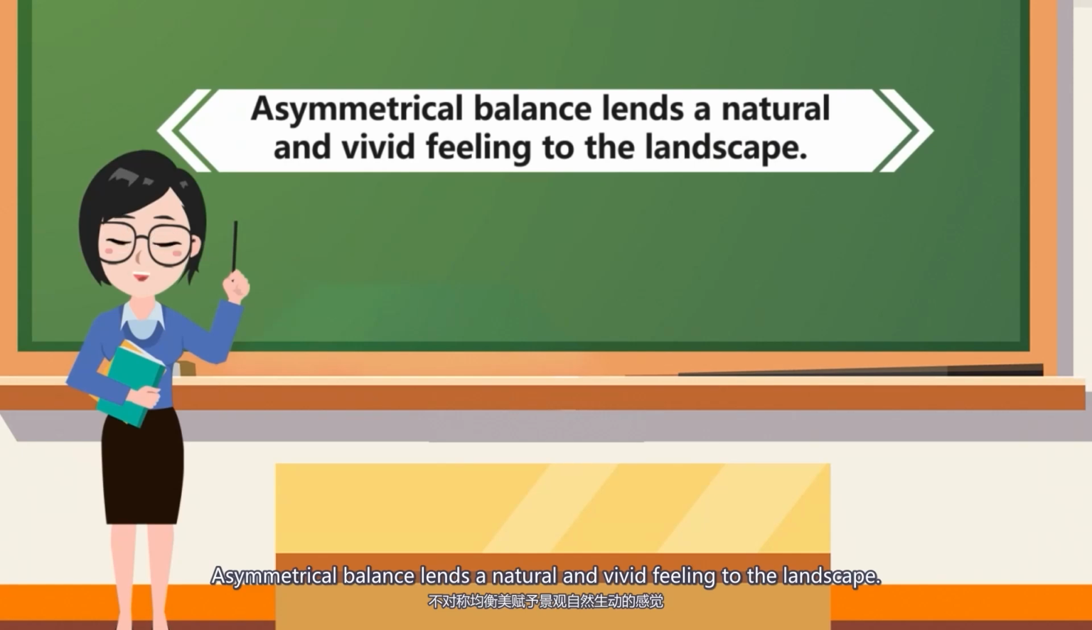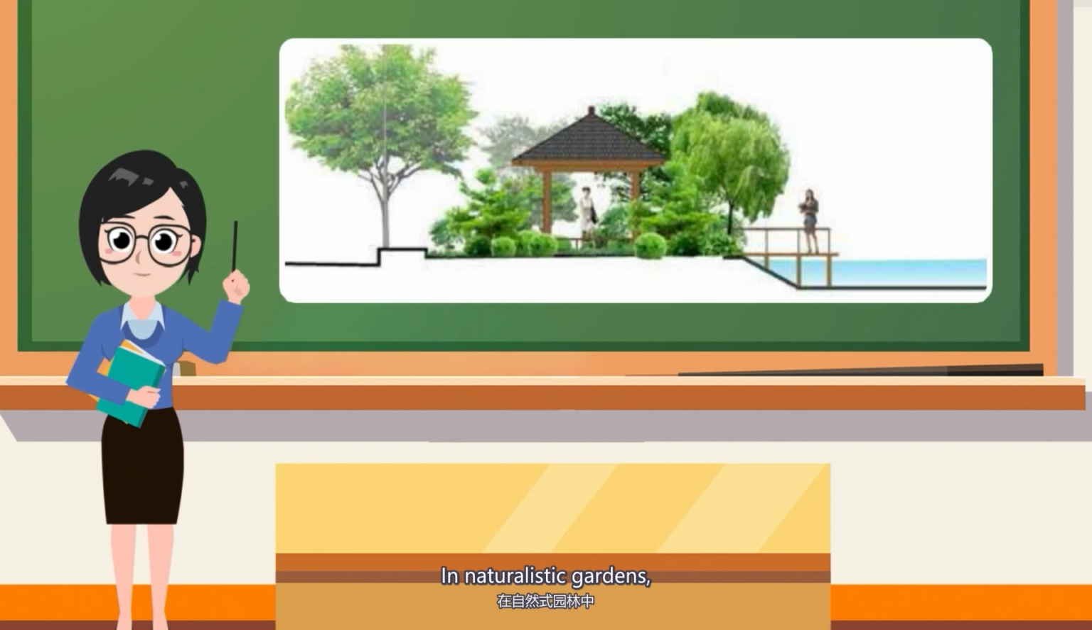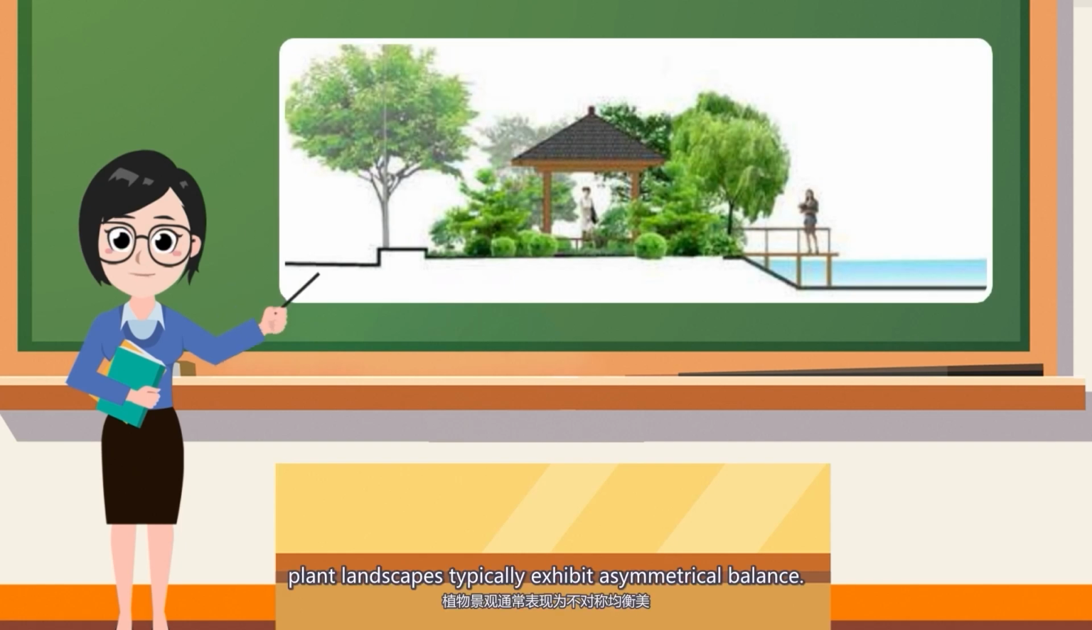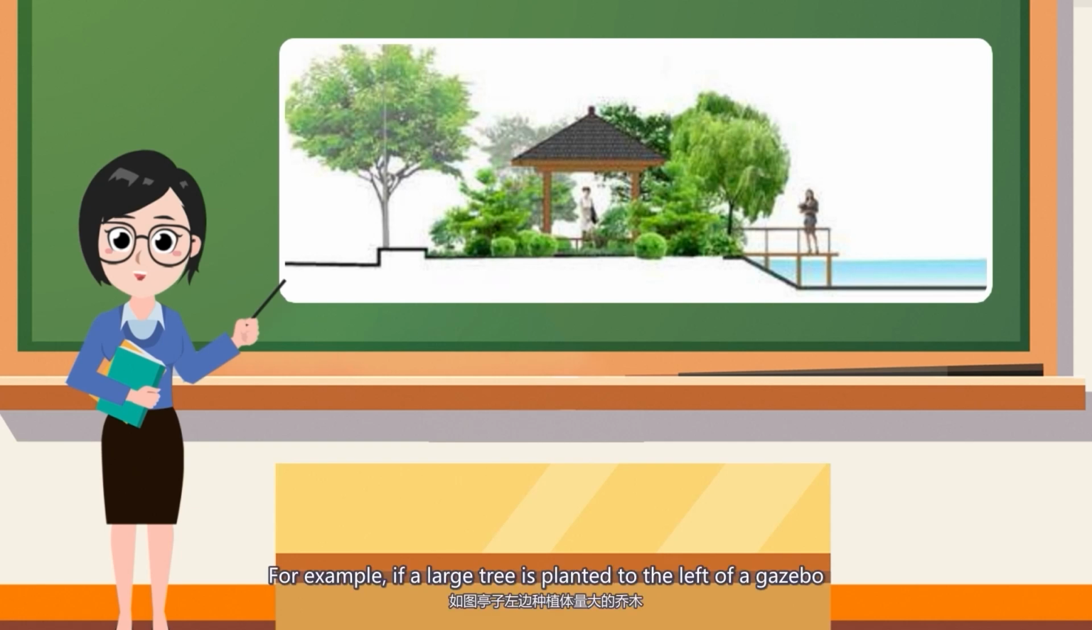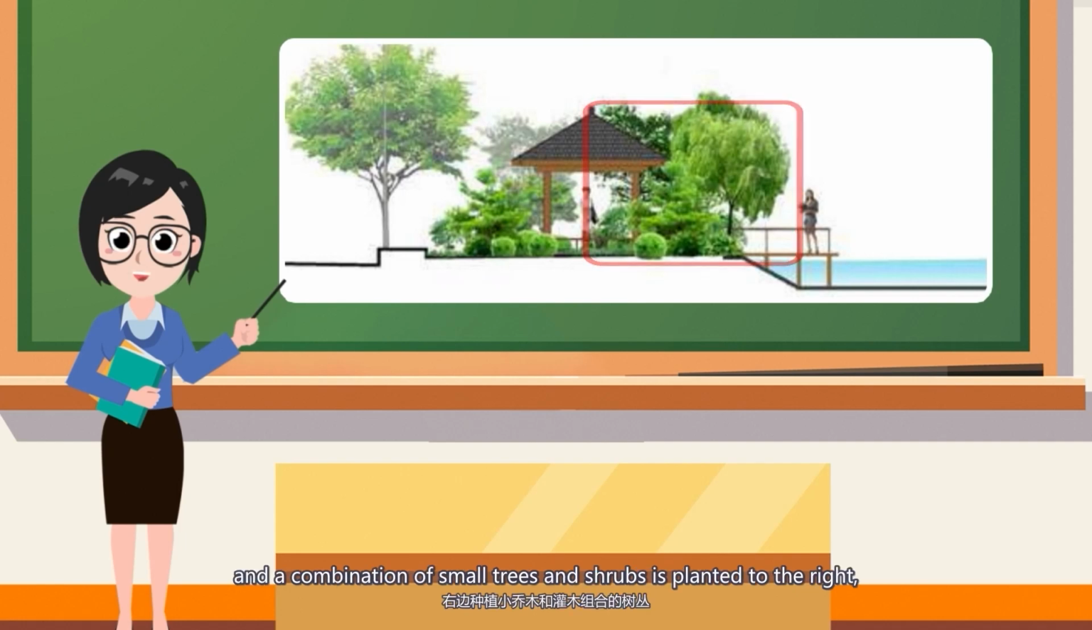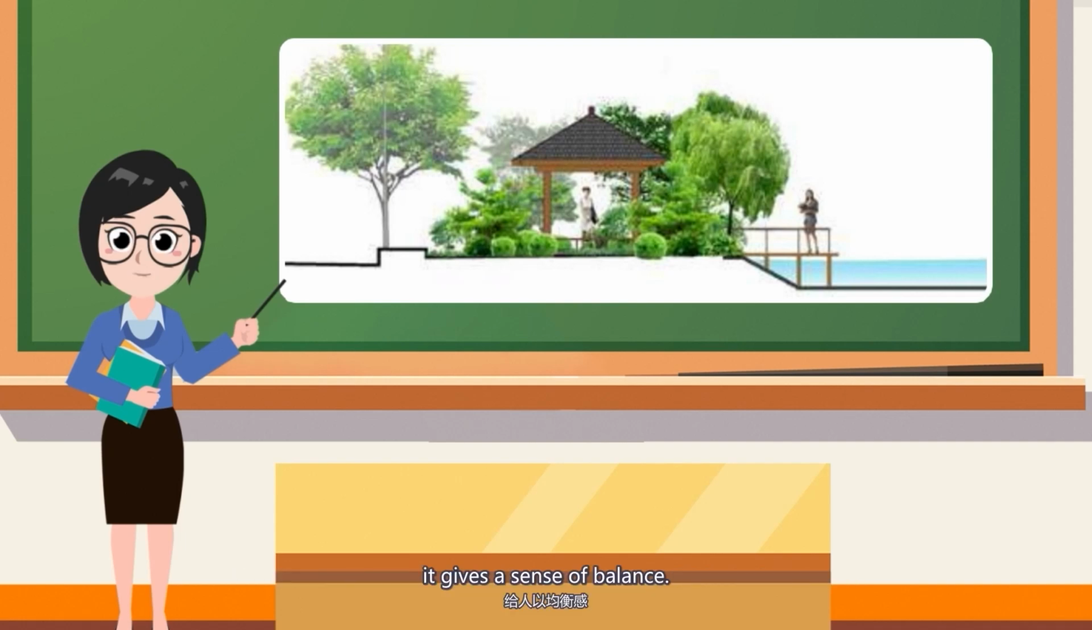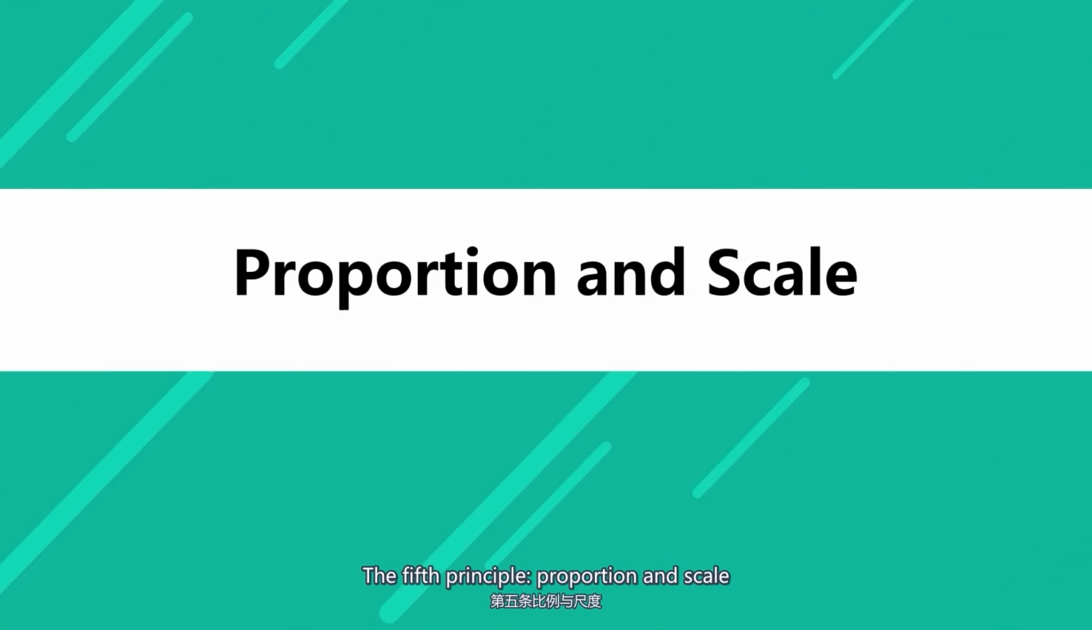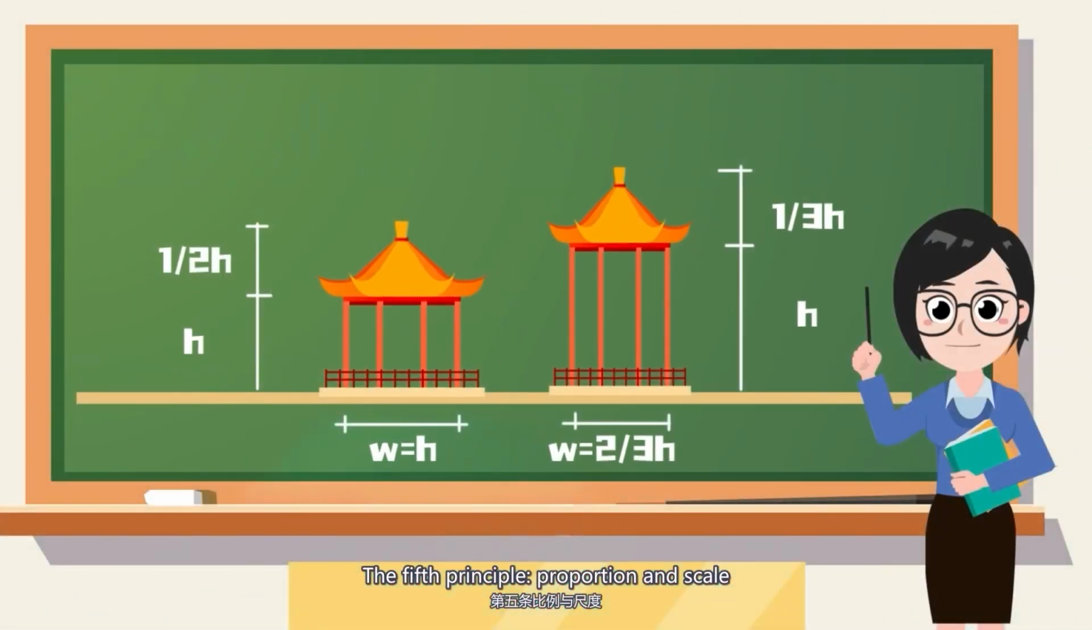Asymmetrical balance lends a natural and vivid feeling to the landscape. In naturalistic gardens, plant landscapes typically exhibit asymmetrical balance. For example, if a large tree is planted to the left of a gazebo and a combination of small trees and shrubs is planted to the right, it gives a sense of balance. The fifth principle, proportion and scale.